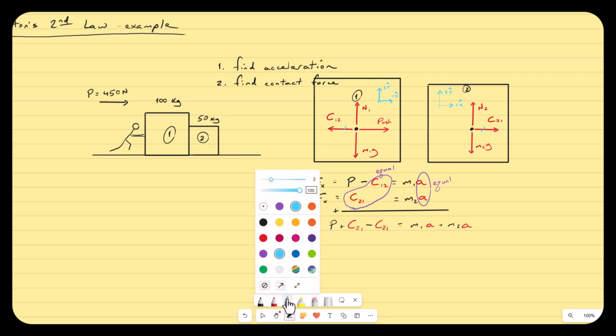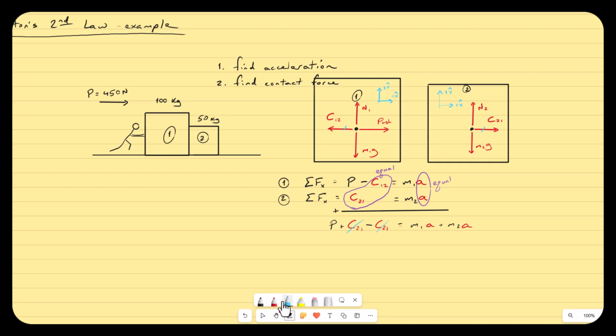Now I can start canceling. Those two cancel. That leaves me with push force equals, and I'm going to factor out an A, so that leaves me M1 plus M2 times the acceleration. My acceleration is going to be push force over M1 plus M2, 450 newtons over 100 kilograms plus 50 kilograms. That's 150, 450 over 150 is 3. I'm going to get an acceleration of 3 meters per second squared.